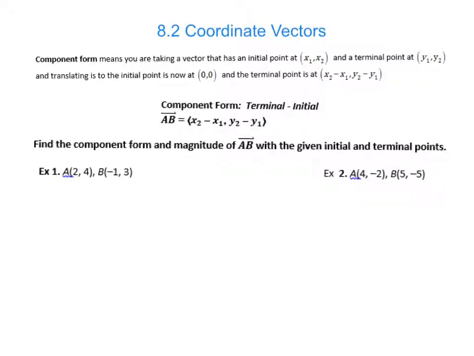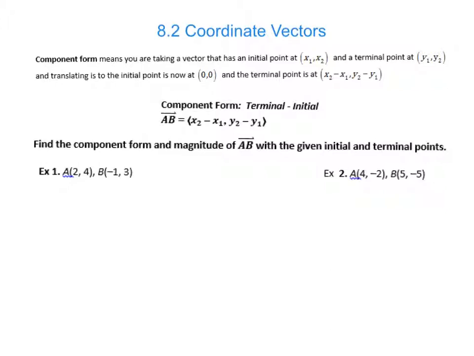8.2 coordinate vectors. So these are similar to some of the stuff that we did yesterday in 8.1. So we're just continuing on. Component form means that you're taking a vector that has an initial point at x1, x2, and a terminal point at y1, y2, and you're translating it so that the initial point is now at 0, 0, and the terminal point is at x2 minus x1, y2 minus y1. So you're basically just shifting it.